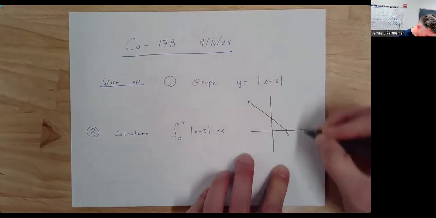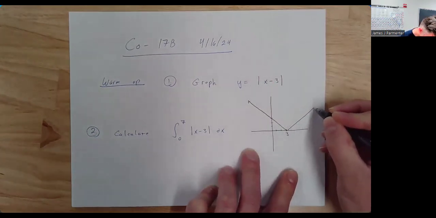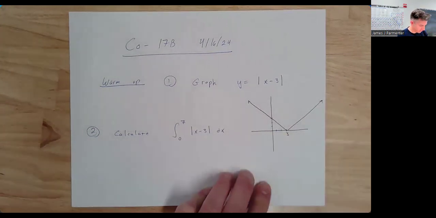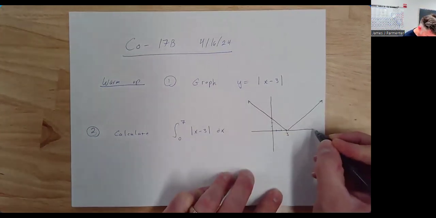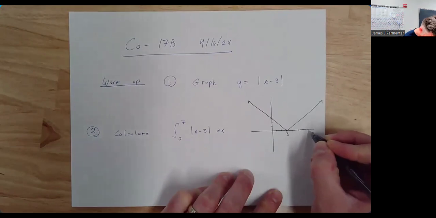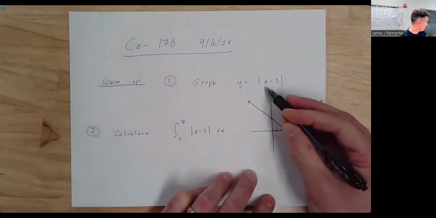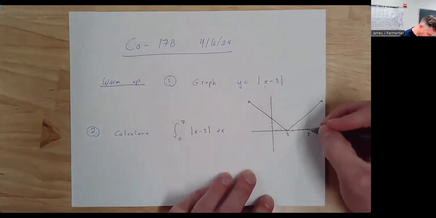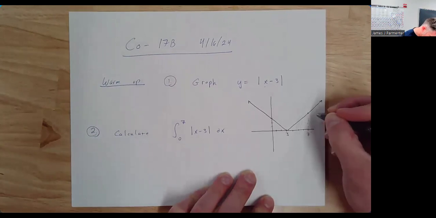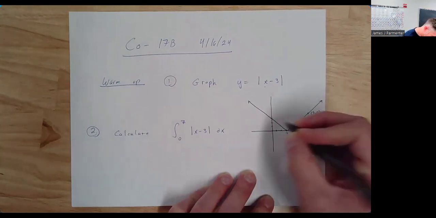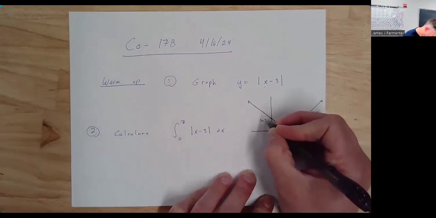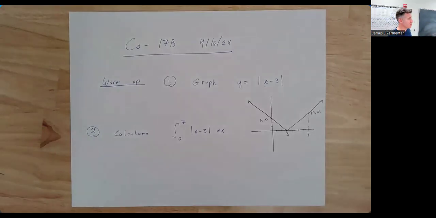And then like this. Since I know I'm going to use this graph to answer the second question over here, I might also figure out what's going on over at 7. If I plug in 7, the absolute value of 7 minus 3 is the absolute value of 4, which is 4. Just kind of using the fact that I know I'm going to use this graph to help me answer the second part of this question.